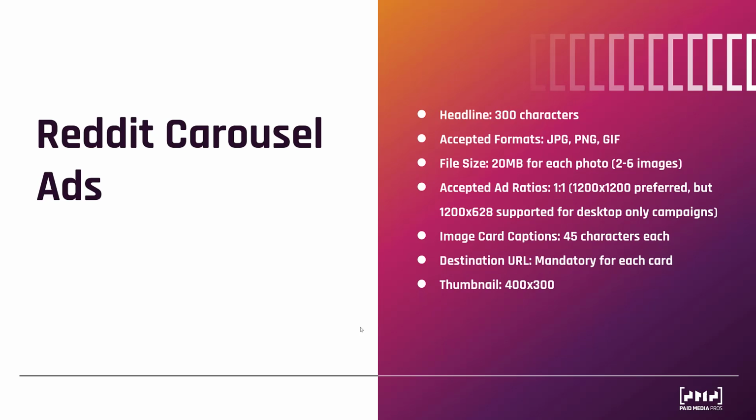The thumbnail image is 400 by 300 pixels. This is recommended for the classic mode viewing. File size, again, 500 kilobytes or less. And again, you can control whether you want to allow users to comment on your ad or not. So let's see what this ad format looks like.